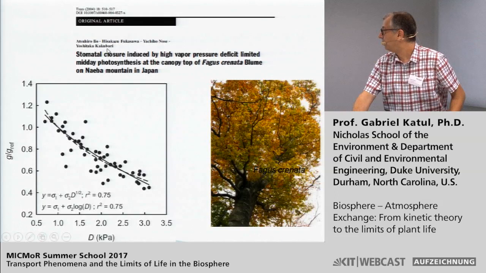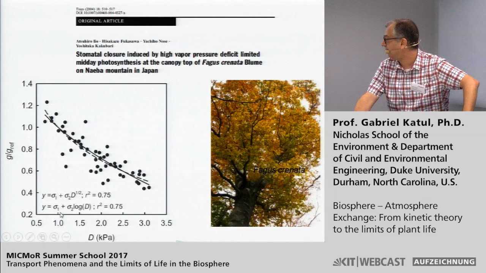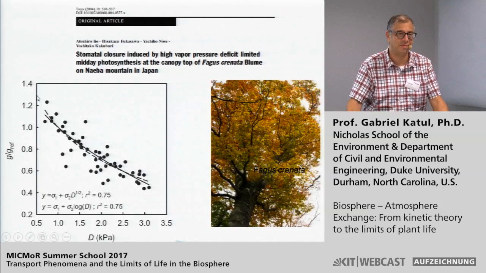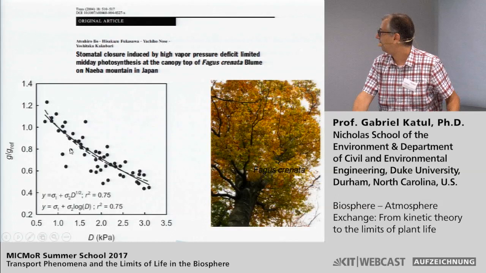Now, typically, if you try to tease apart from data sets what happened, is there any check whether a log d or a d to the 1/2 is a better description? Usually, this is the sort of scatter that you will see in data sets. From a fitting perspective, the data is not going to tell you which is better, but the two are very close. For the range of vapor pressure deficits that we deal with, the two are pretty close.